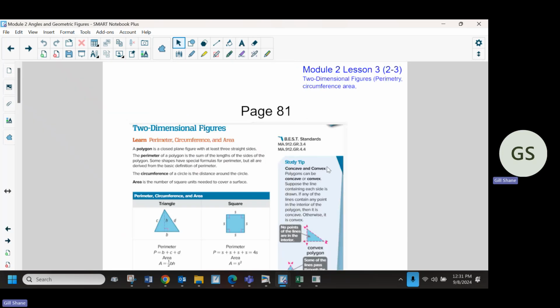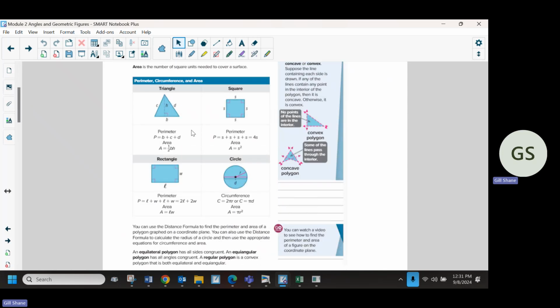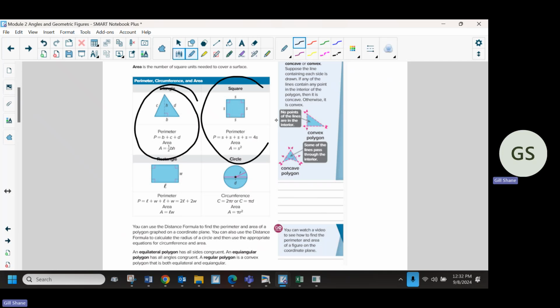There we go. Now, we talked about perimeter and area. These are the formulas you need to know on your own. You do not get these on the reference sheet. You need to know that a square is really just a rectangle, but there's a specific way you can also do a square. Those three, you do not get on the reference sheet.